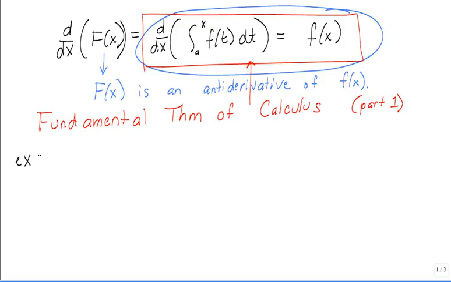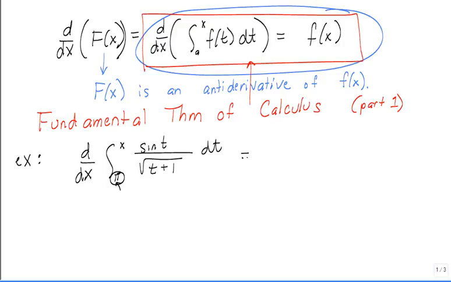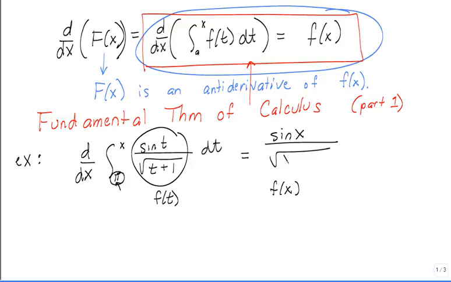Okay, so let's throw in an example. If I want the derivative of the integral from pi to x of sine t over square root of t squared plus 1 dt, it's just like the derivative and the integral undo each other. They're inverse operations. Notice it doesn't matter where it starts. I can start anywhere. That's just a constant. And all this says is that that's going to be f of x. This is our f of t. So f of x is going to be sine x over square root of x squared plus 1. So it's like saying the derivative and the integral cancel each other out, and you just evaluate the function at x.